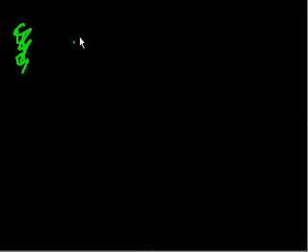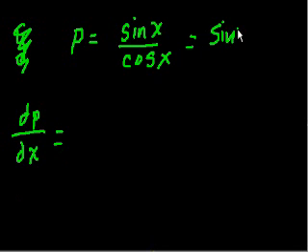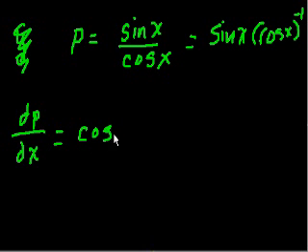Let's say that p is equal to sine of x over cosine of x. Let's figure out what dp dx is, the rate at which p changes with x. So once again, this is the same thing as sine of x times cosine of x to the negative 1. So we can just do the product and chain rules. The derivative of the first term, derivative of sine of x, is cosine of x times the second term, cosine of x to the minus 1.